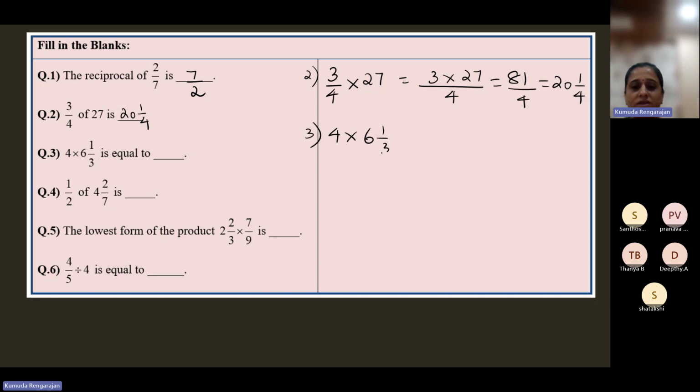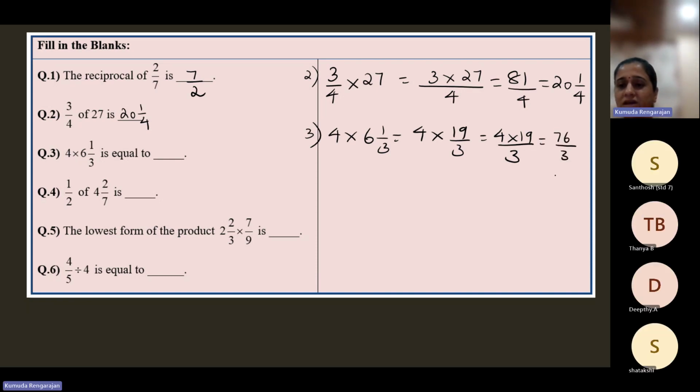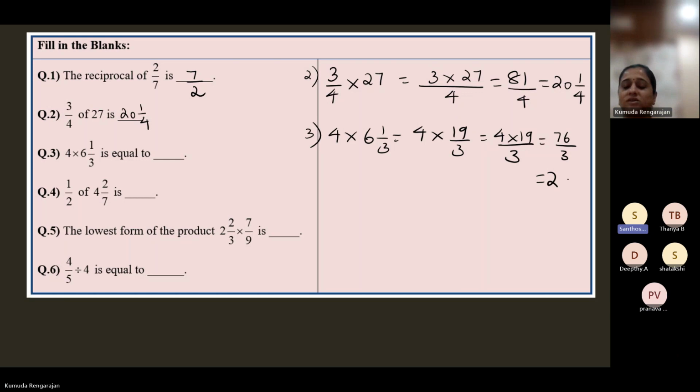4 into 6 1 by 3 is equal to 4 into 19 by 3. That is 4 into 19 by 3. Again, simplification is not possible. 19 fours are 76 by 3, as a mixed fraction, 35, oh, not 35, sorry. 3 twos are 6. Yeah. 25 ones remain... 3 twos are 6, 1 remains, so 25 1 by 3.